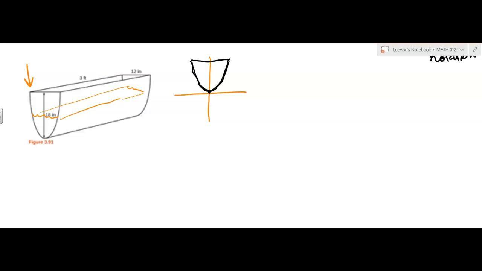This is a basic parabola with a vertex at the origin, so we know it's in the form y equals some constant a times x squared, right? Okay, so that's the basic equation for a parabola. I didn't use f of x, but I could have. We don't know what a is, but we can figure that out. We know this point right here, okay? We know this distance right here, okay?